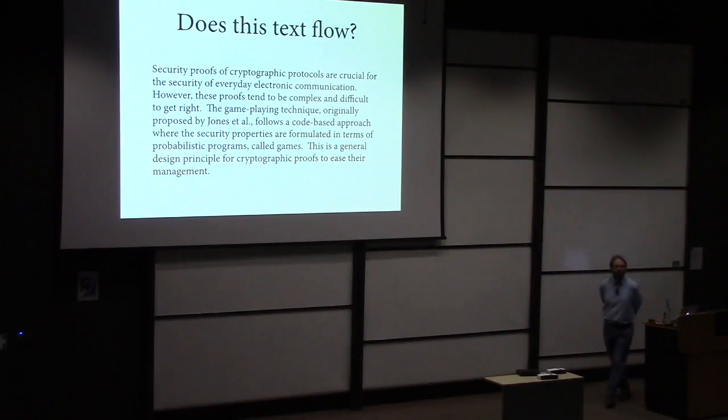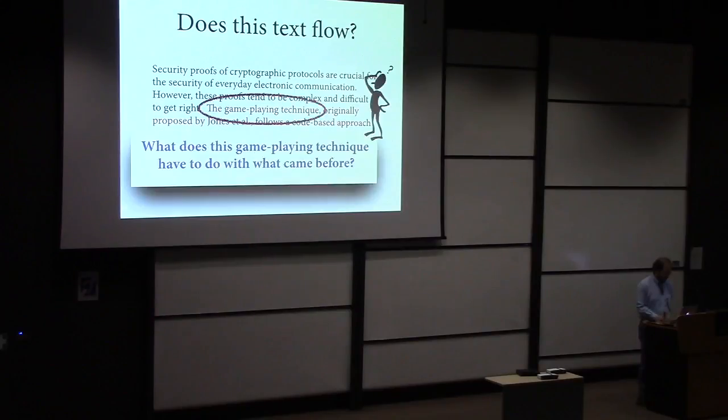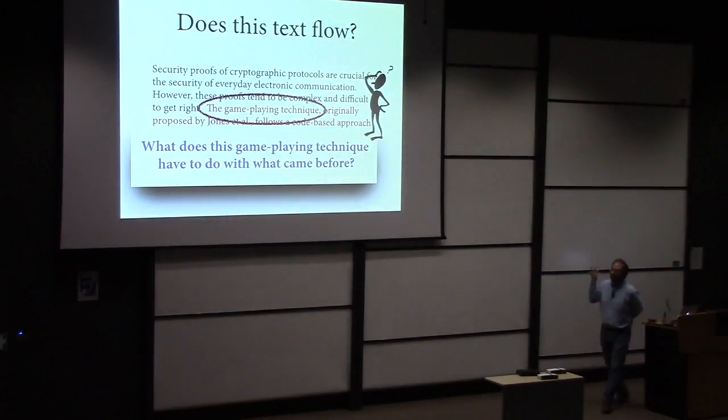So, is there any point where this text starts to break down? The game playing technique. Okay, and why? The point of the sentence, the subject is changed. So it's getting back to the same point, but you deviate a bit. Somehow you're talking about something new that's not clear how it relates to what came before. Right. So indeed, the problem is, what does this game playing technique have to do with what came before?